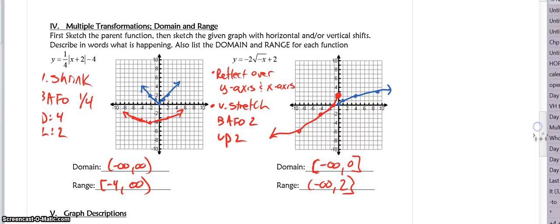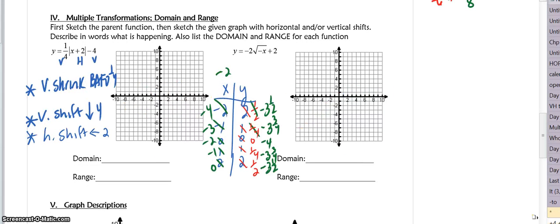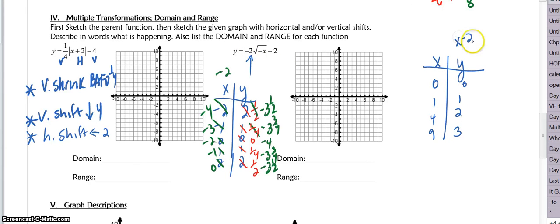So go ahead and check that. All right, back to the one before it. I see the square root function. Remember, the square root function needs to be perfect squares only: 0, 1, 4, 9, and we get 0, 1, 2, 3. I'm going to multiply my y's by a negative 2 first.